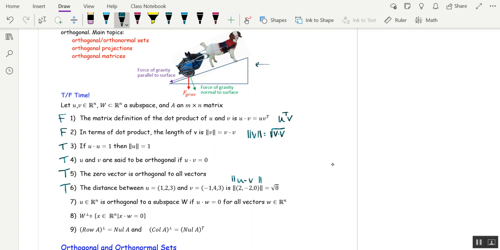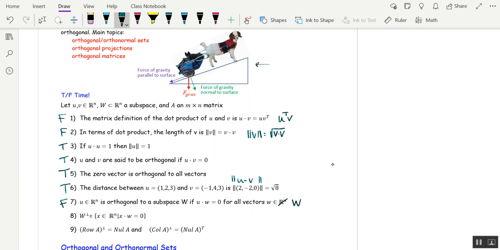Number 7, if U is a vector in R n, it's orthogonal to a subspace W if U dot W is 0 for all vectors W in R n. That's false. This dot product has to be 0 for all vectors W in W. Then it's in W perp.